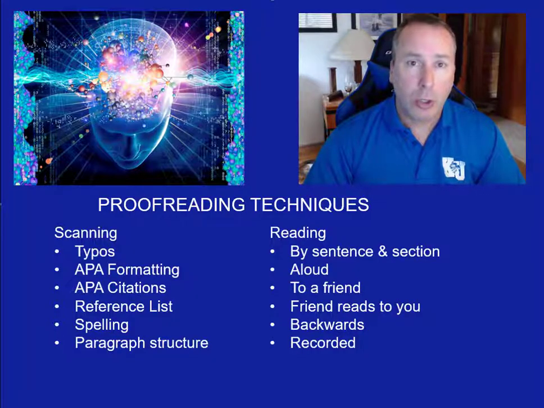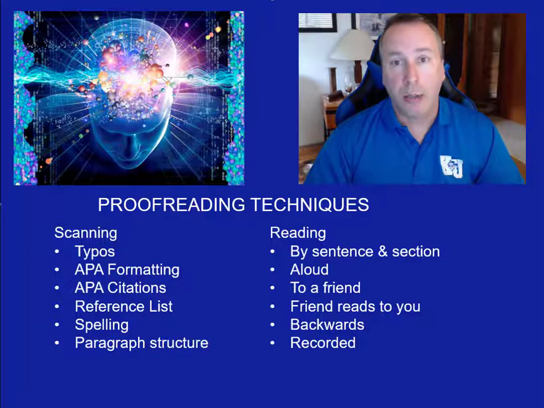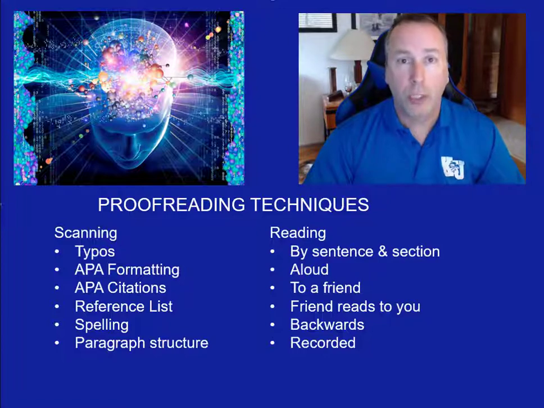These last two, correcting in-text citations and correcting your reference list, are very, very important, because failing to do that could result in a plagiarism issue, or even an academic integrity issue.